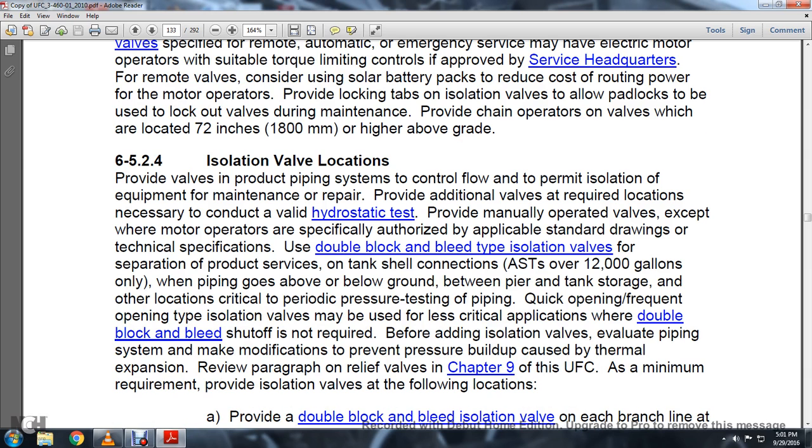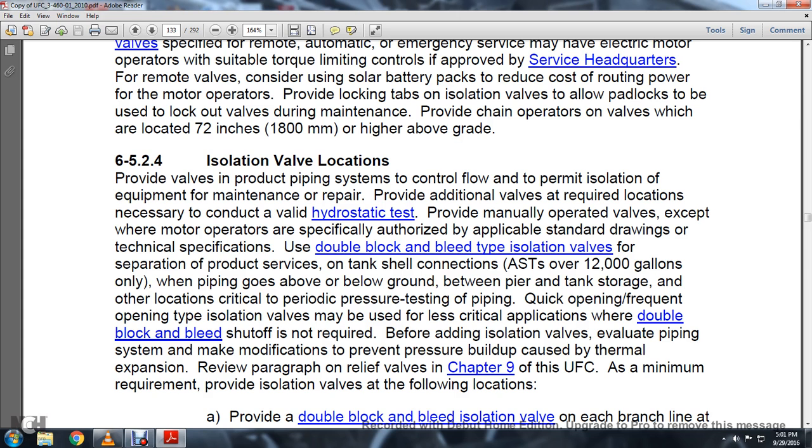6524 Isolation valve location. Provide local valves within the protecting pipe system for the control valve flow to permanent isolation equipment, for maintenance and repair. Provide additional valves at the required locations necessary to conduct the valid hydrostatic test. Provide manually operated valves, except for motor operators specifically authorized by applicable standards, drawings, and technical specifications. Use double block and bleed type isolation valves for the separation of product services.